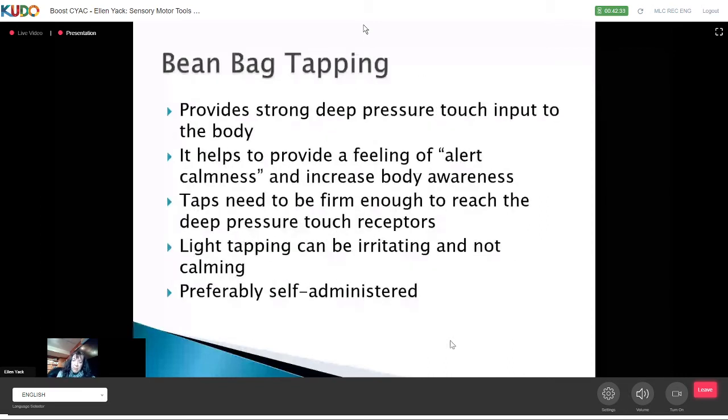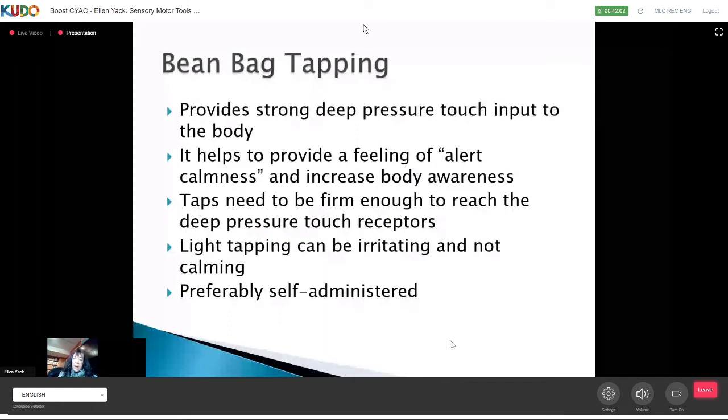Beanbag tapping is another tool that occupational therapists will recommend. And again, the beanbag tapping doesn't have a long-term goal like the Wilbarger protocol, where you're doing it every 90 to 120 minutes over a period of weeks regularly. Beanbag tapping is used for the short-term input and short-term goal of reducing anxiety, reducing arousal, increasing attention to task.